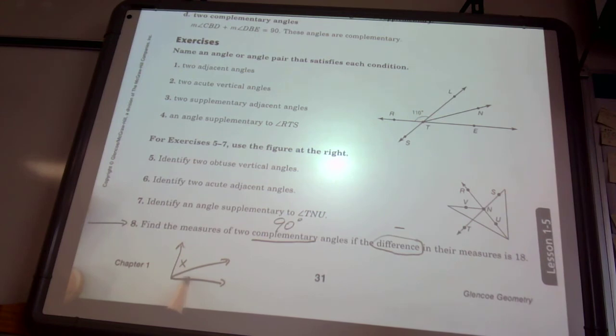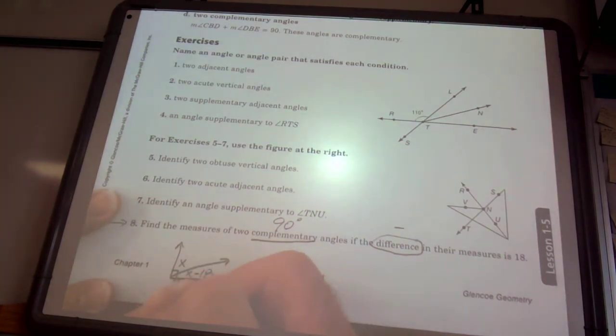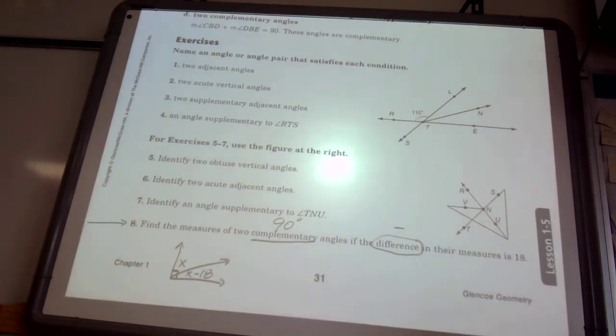What do we know about this bottom angle right here? We know that it is smaller than this angle by how many units? By 18, right? So whatever x is, I know that this is that angle with a difference of 18. Well, what does that look like? It looks like that. One angle is x, one angle is x minus 18. We know that this is 90, right? We've said that these 2 angles are complementary.